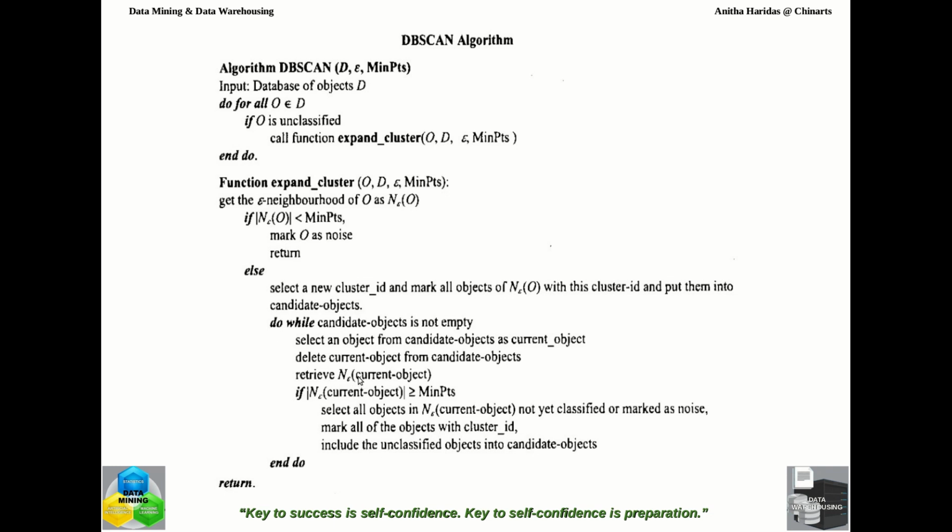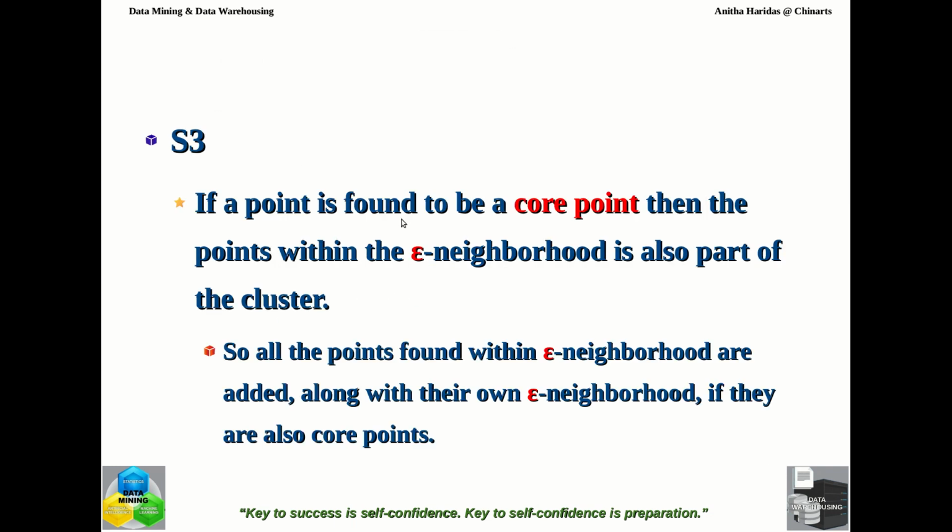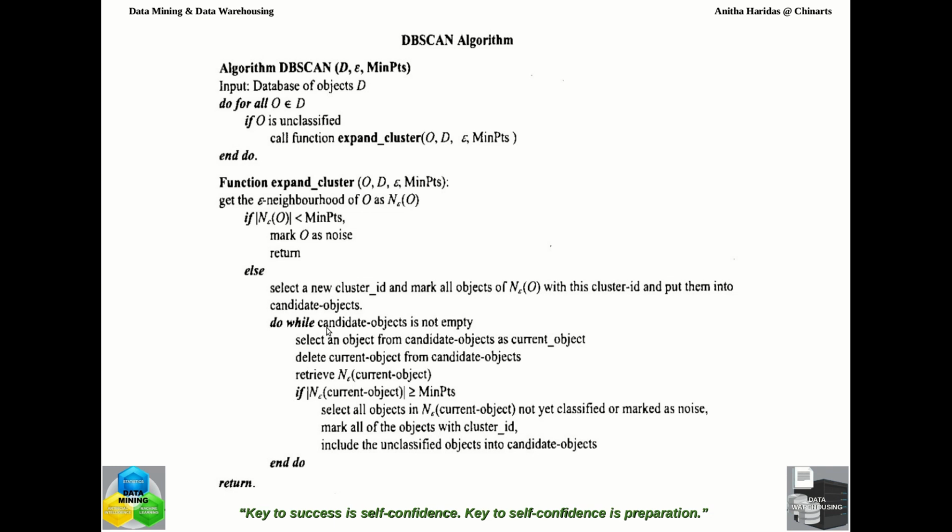So in the clustering process, as step 3 says, if a point is found to be a core point, right? If it is greater than or equal to minimum points, then it becomes a core point. Then if it is a core point, all the points found within the epsilon neighborhood will be added along with their own epsilon neighborhood if they are also core points. So that is what we do here. For all the objects, we check whether the object is also a core point. If so, that is also marked with the current cluster ID.